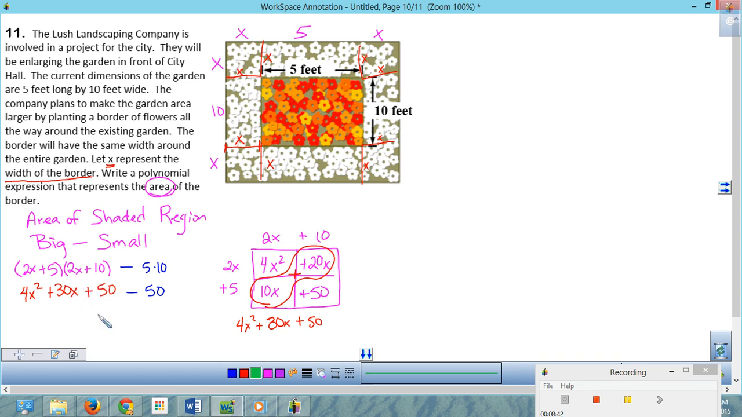Okay? And then you'll look and see that we have a like term here with a like term here. And what's 50 minus 50? It's 0. So our final answer becomes 4x squared plus 30x.